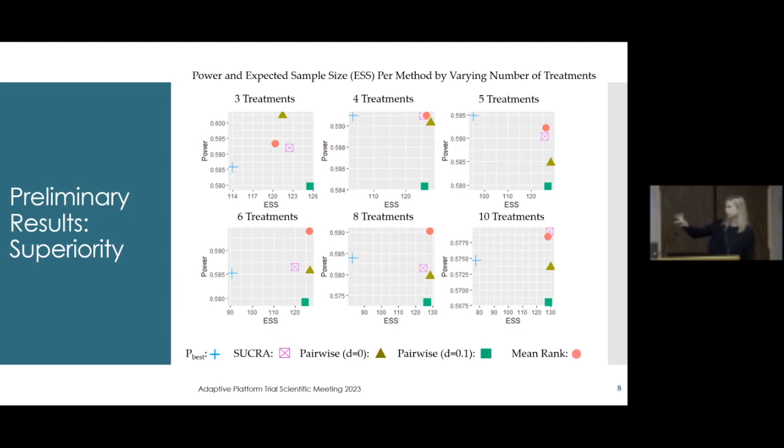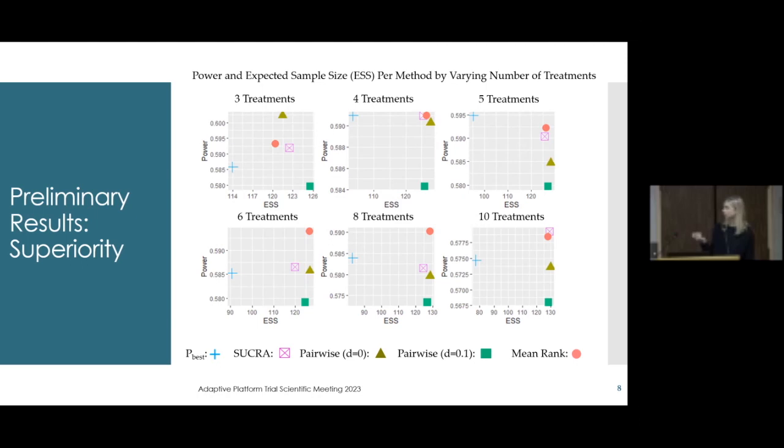So basically, these shapes here represent the power and sample size for the trial that that ranking method was applied to. So we have p-best, this is really hard, sucra, pairwise. Our pairwise D equals 0.1 is basically a variation on the pairwise method, just because there are many ways that you can play around with it. So what we did was we added an extra rule to say a treatment could only be declared superior if it was significantly better than all treatment effects plus 0.1. So this is just a more conservative method.